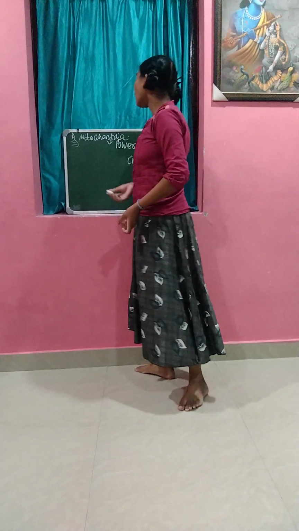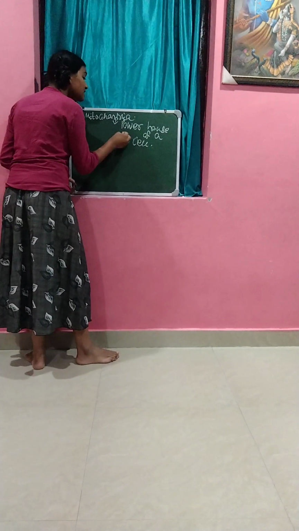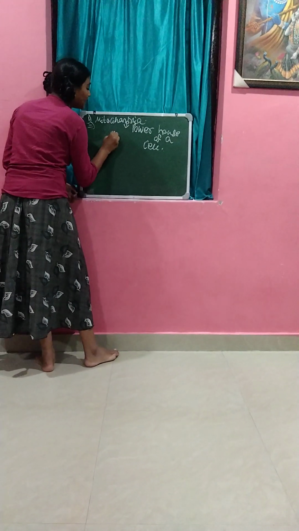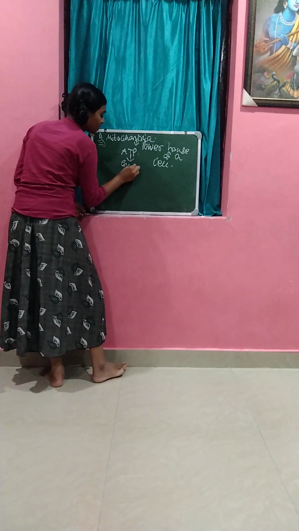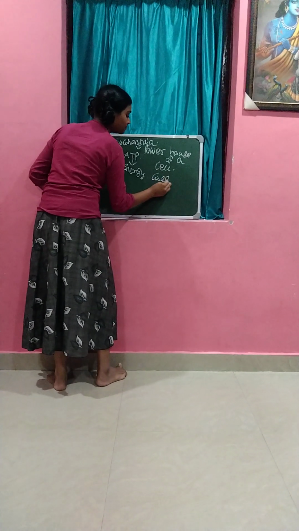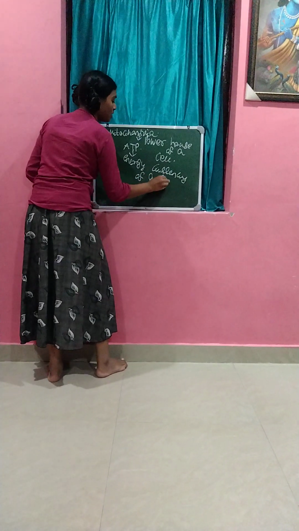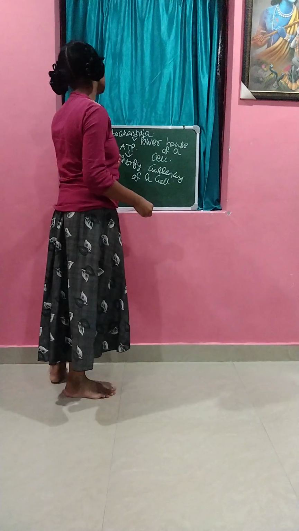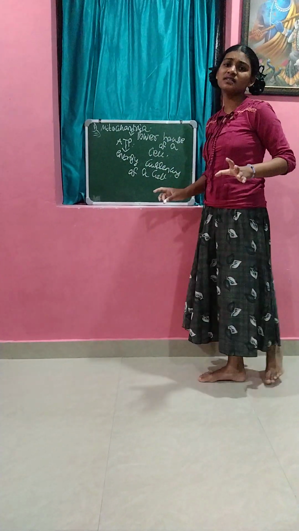Understood? And also it produces and stores energy in the form of ATP. ATP is nothing but the energy currency of a cell. It is stored and produced in the form of ATP, energy currency of a cell. Understood? This is all about mitochondria, what I have explained you just now.